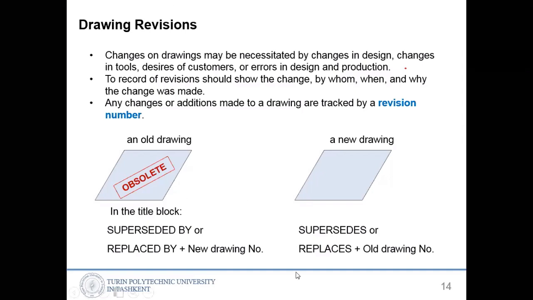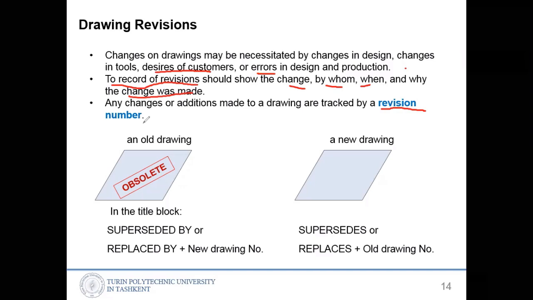The changes on drawings might be necessary because of changes in design, changes in tools, desires of customers, or errors during design and production. A customer might come to you after some time and change his previous design. So you need to save the previous one, but you have to write something there. The record of revisions should show the change, by whom, when it was changed, and why the change was made.